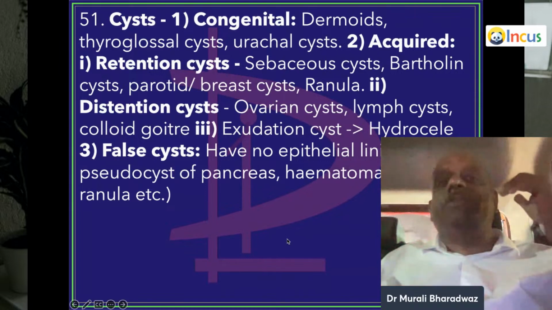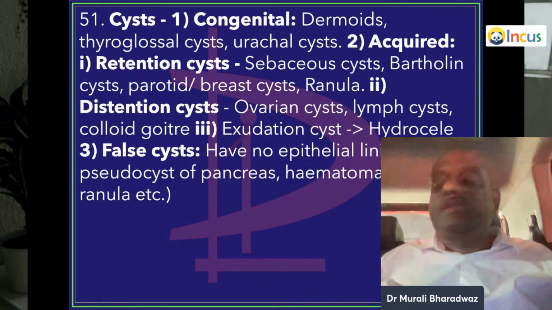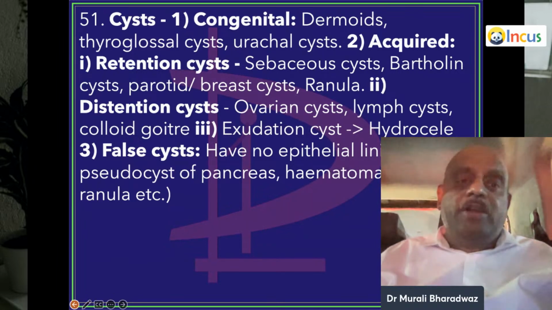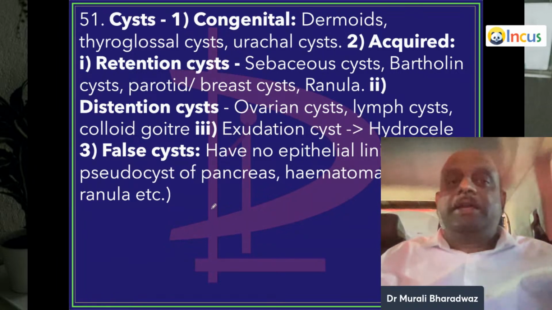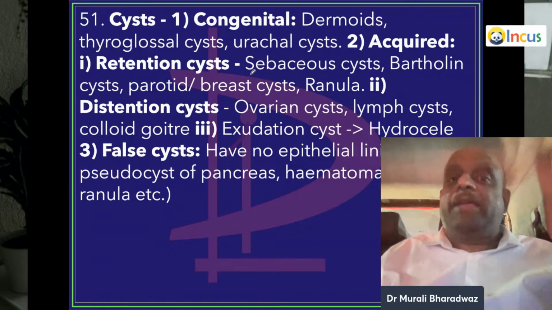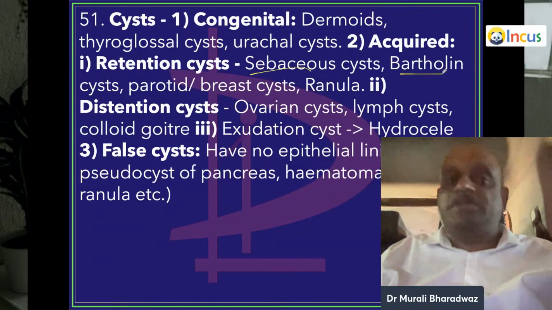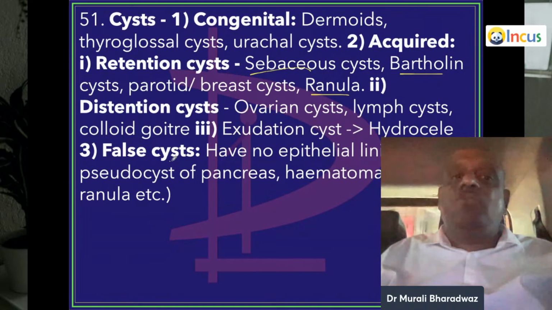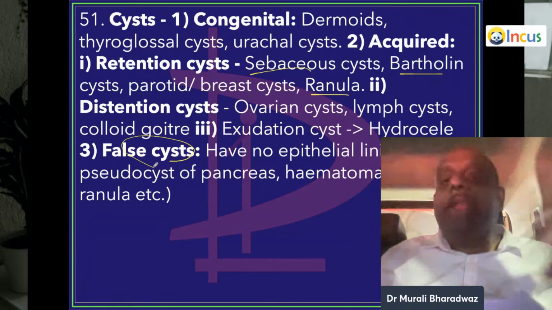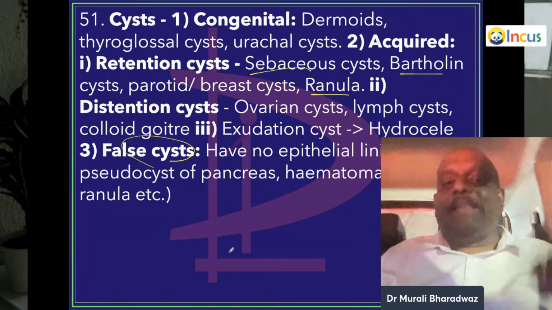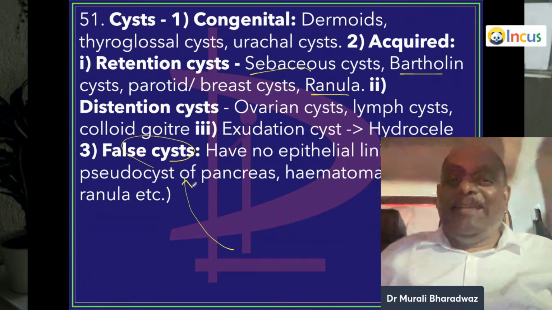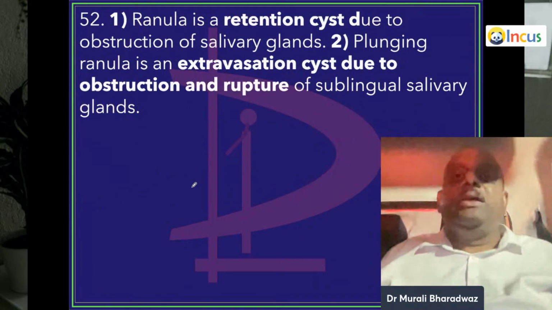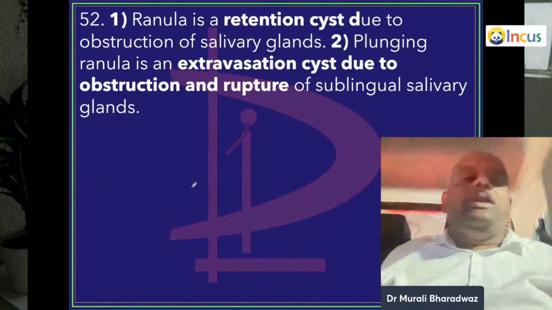Now the various types of cysts. Cysts can be congenital, like the dermoid cyst, thyroglossal cyst, urachal cyst. There can be retention cysts, like the sebaceous cyst, Bartholin cyst, ranula. Similarly, there can be false cyst. What is the false cyst? It does not have any epithelial lining, like the pseudocyst of the liver or pseudocyst of pancreas is what you need to remember. So, 2, 3 points about ranula.